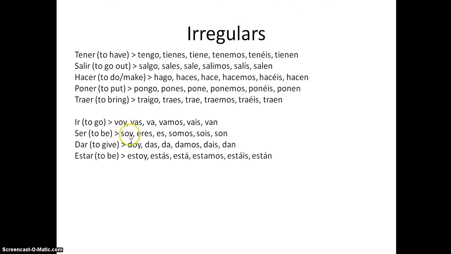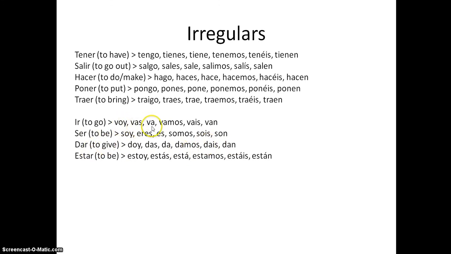Now the first 4 here, the first 4 in the first person, are similar beginnings. Ir, voy, ser, soy, dar, doy, and estar, estoy. And then the rest of them, apart from dar, which is regular all the way through apart from no accent on this one, they're completely irregular.